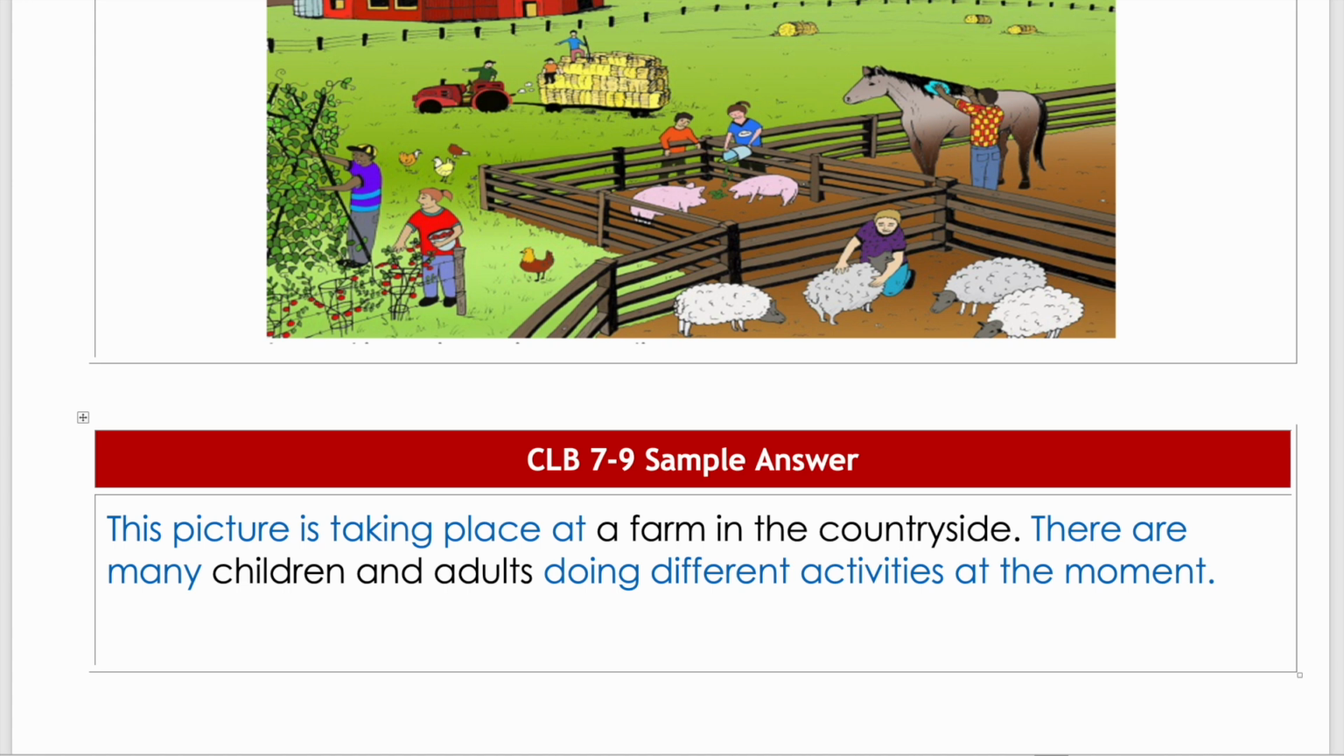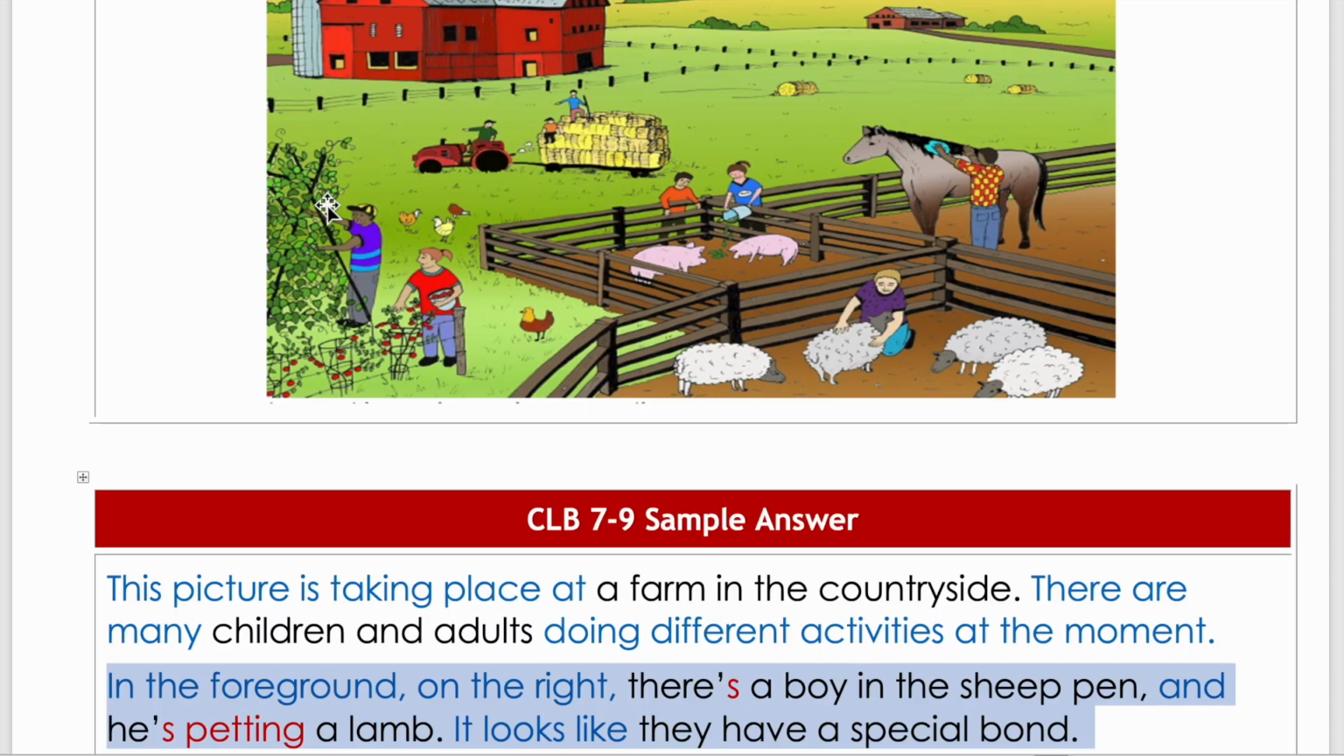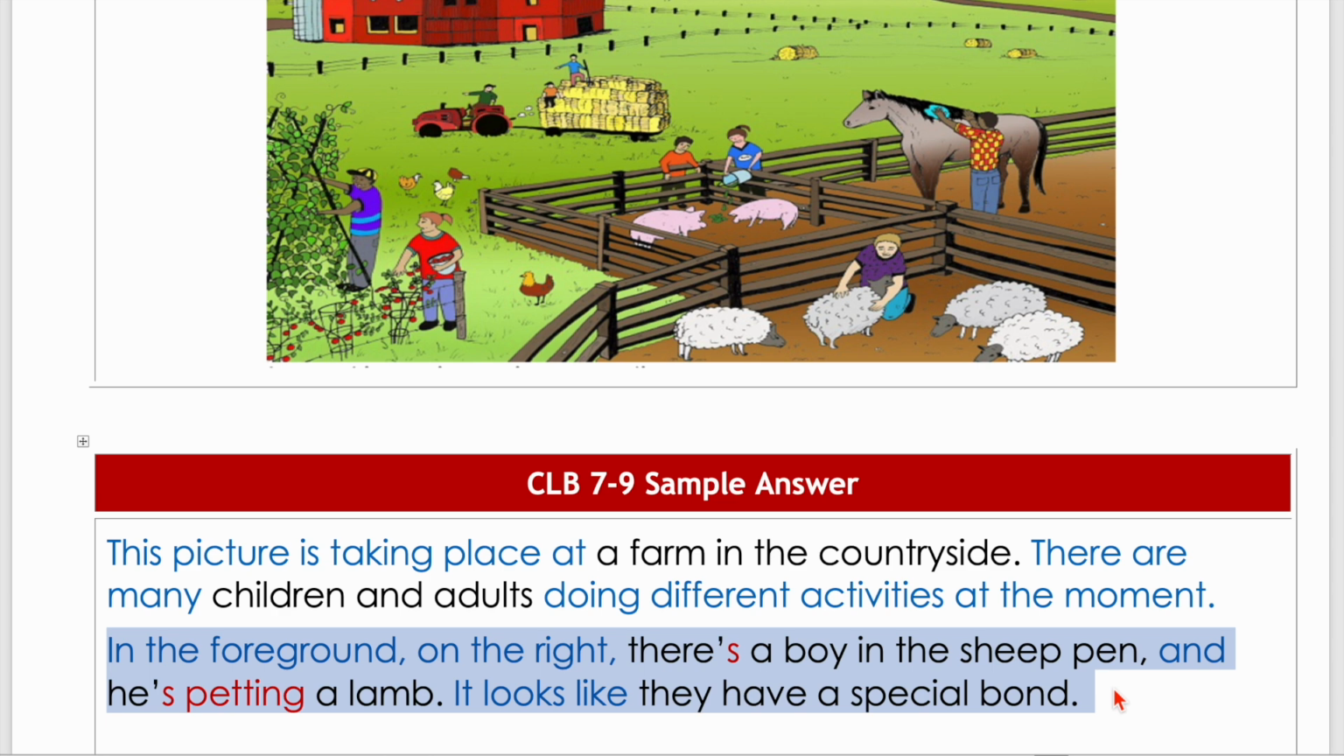So let's get to the first part. We're going to go to the foreground. Okay, so right here is the foreground. In the foreground on the right, there's a boy in the sheep pen and he's petting a lamb. It looks like they have a special bond.